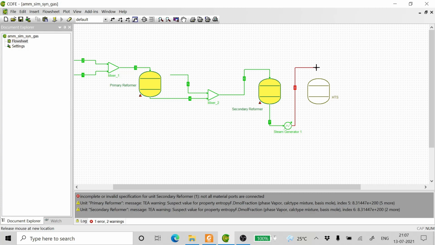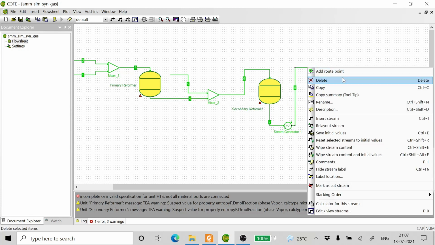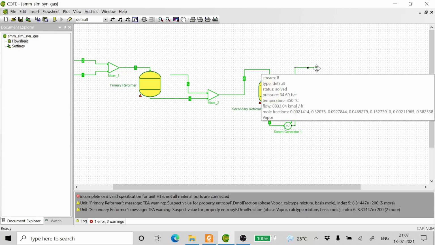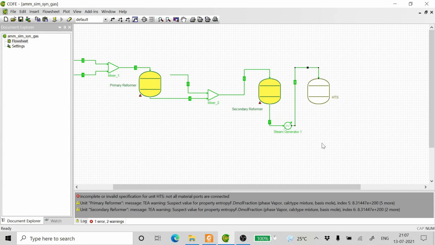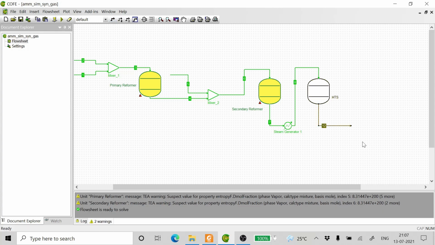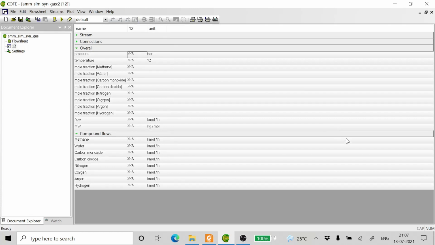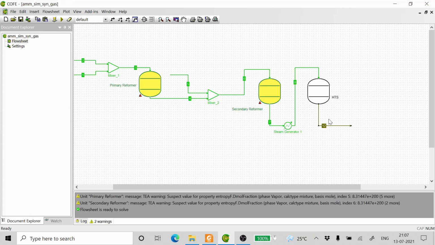Take this stream, add a root point and connect it to the reactor. Draw an outlet to this high temperature shift. Rename this stream as 9.